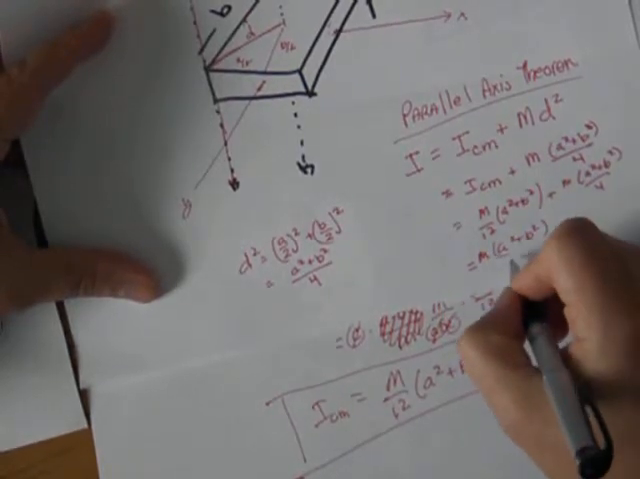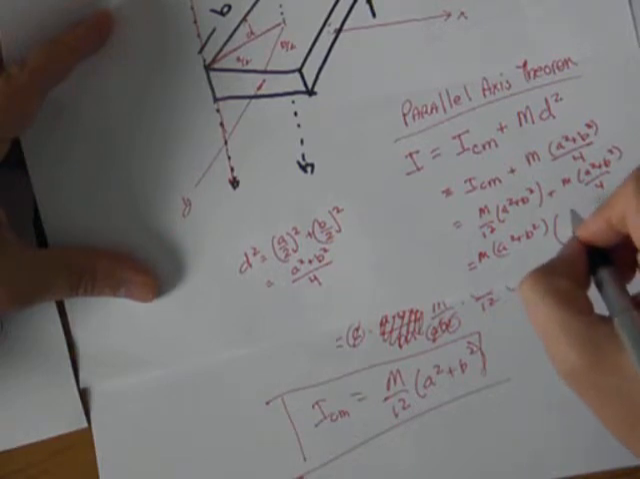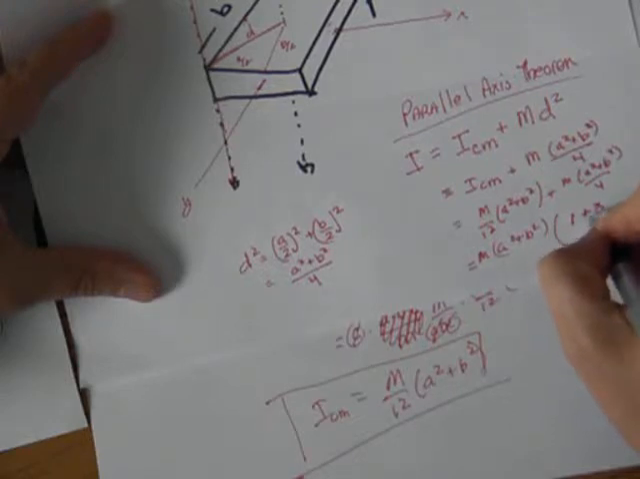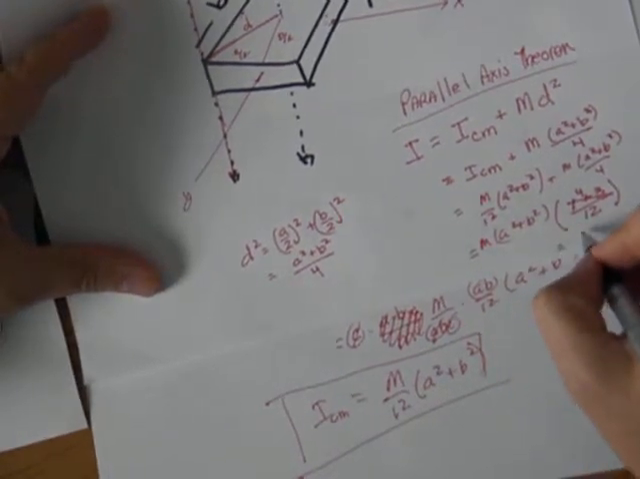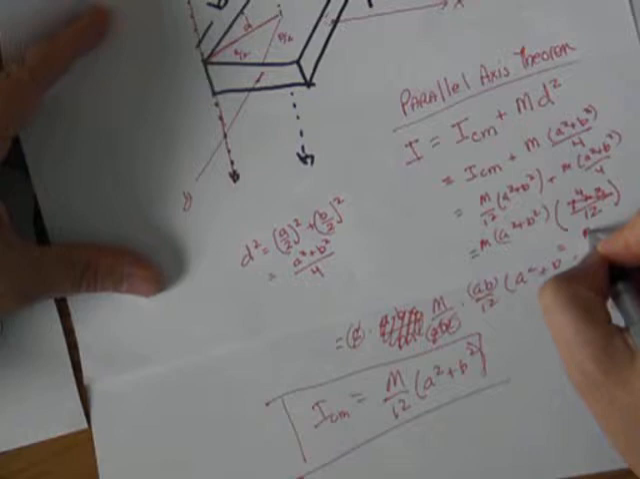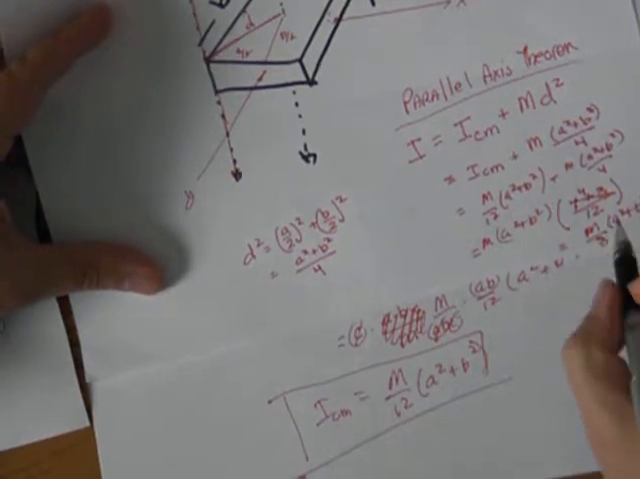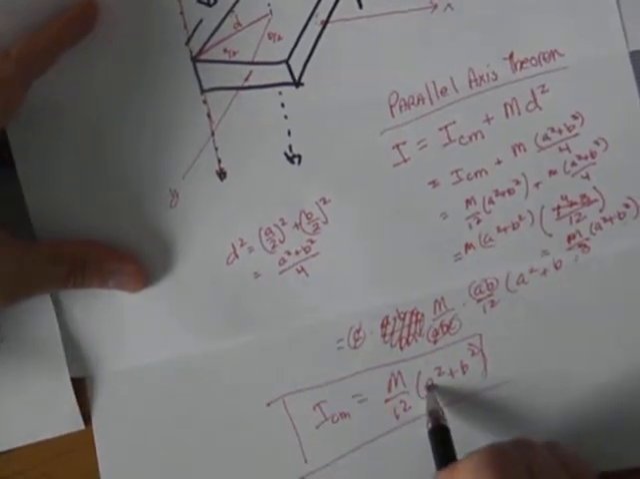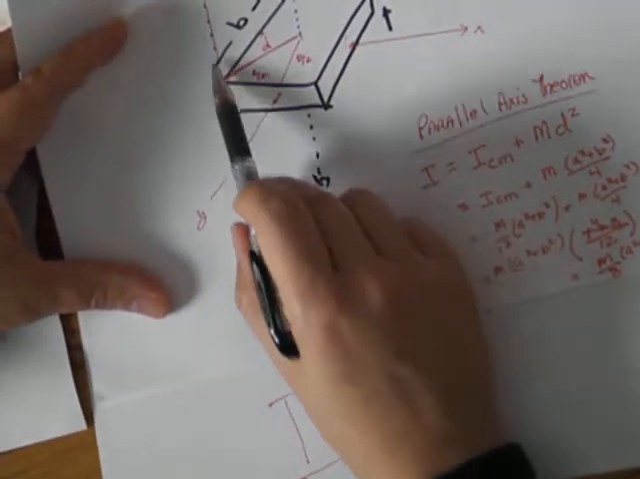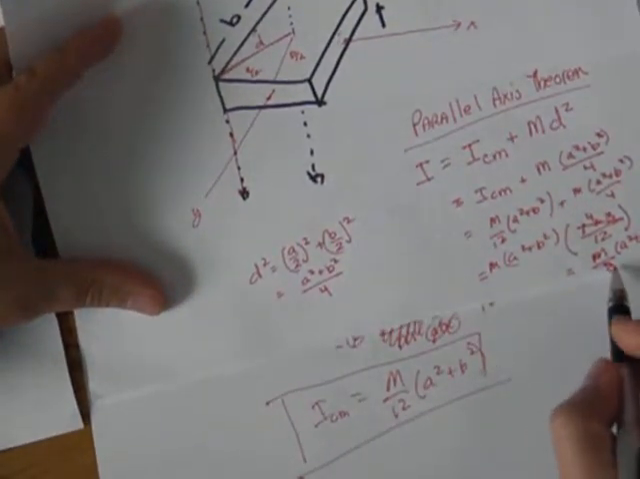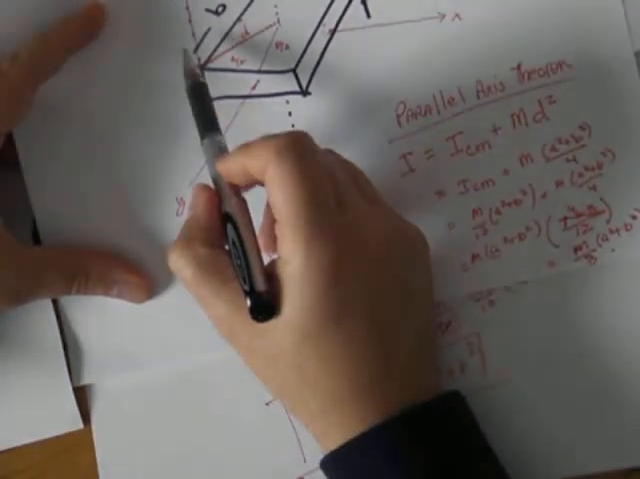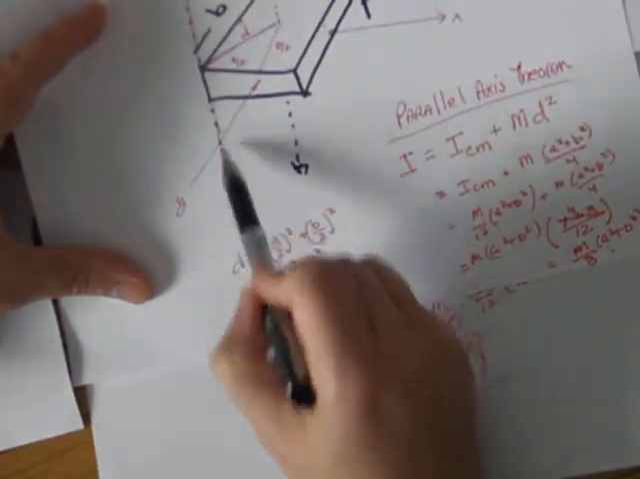times m, and then we have the quantity 1 plus 3 over 12, which is 4 over 12, and then we get m divided by 3 times a squared plus b squared. And so we can see the inertia has actually increased. And it makes sense because now we've got more mass away from our axis of rotation over here. So this is going to be the inertia of the rectangular slab through an axis going through the corner.